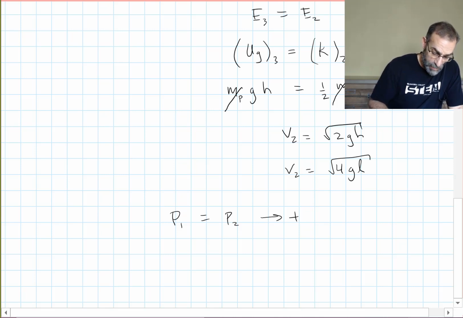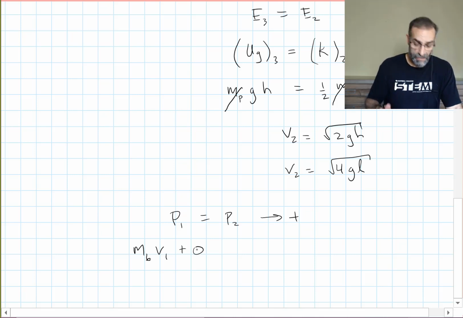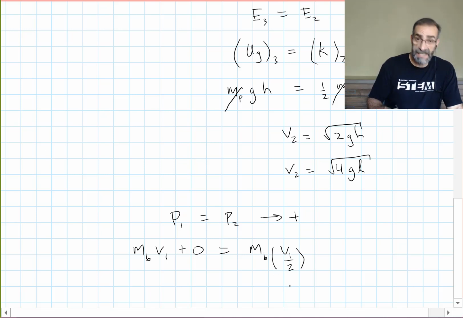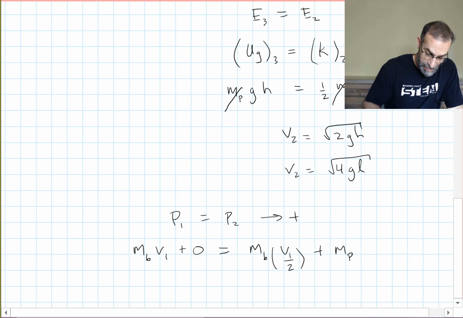At time 1, I only have the bullet moving, right? The pendulum has no momentum. And at time 2, they're both moving. I've got the mass of the bullet. I've got half of its velocity in the same direction, so positive. It's still going in the positive direction. And then I've got the mass of the pendulum times its velocity.